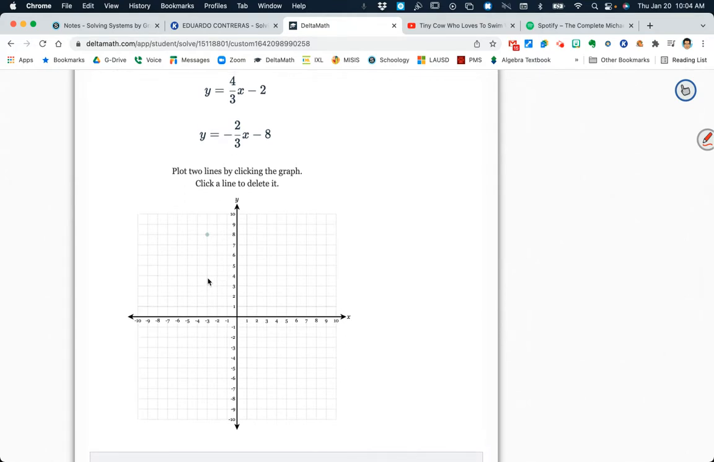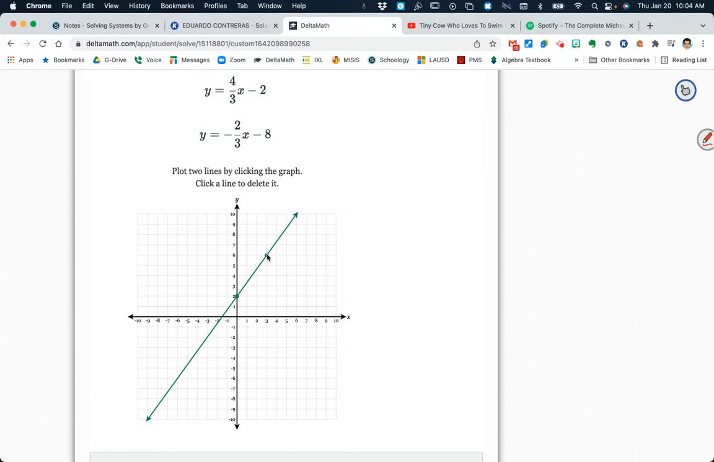So we've got y equals 4/3 x minus 2. So let's graph this at -2, and then we want to go up 4 spots. 1, 2, 3, 4, over 3. There's our first line. Then we want y equals -2/3 x minus 8.